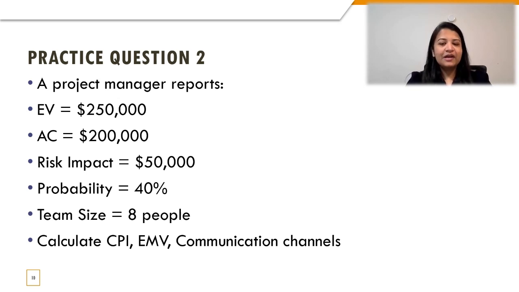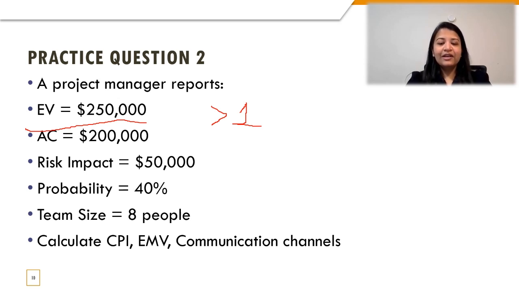Now for CPI, we know we have to divide EV by AC. Since you notice over here the EV value is bigger than AC, the CPI value is going to be greater than 1, which means the project is performing very well and it is under budget as per the PMI terms.